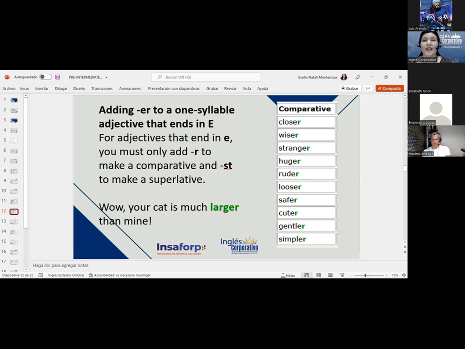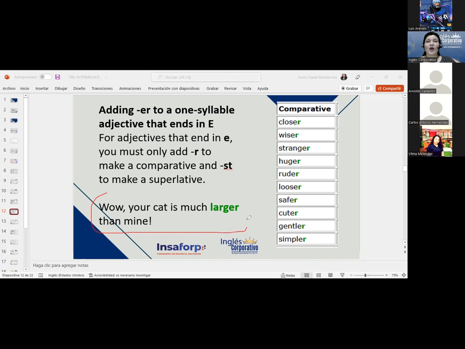Which is the next one? Can you all help me? Stranger. Everybody, help me with the next one. Huge, you say huger. Ruder. Loser. Safer. Cute. Cuter. Right? Gentle. Gentler. And simple. Simpler.